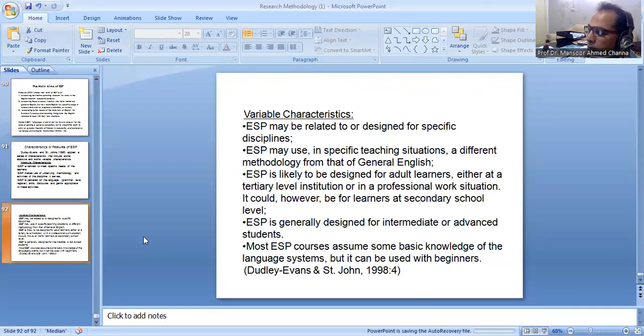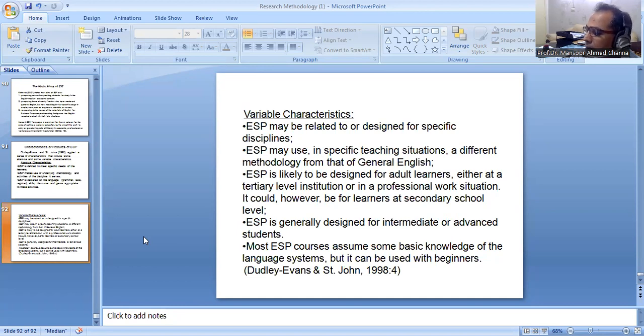Variable characteristics. Variable characteristics include: ESP may be related to or designed for specific disciplines. ESP may use, in specific teaching situations, a different methodology from that of general English. ESP is likely to be designed for adult learners, either at a tertiary level institution or in a professional work situation. It could, however, be for learners at secondary school level.